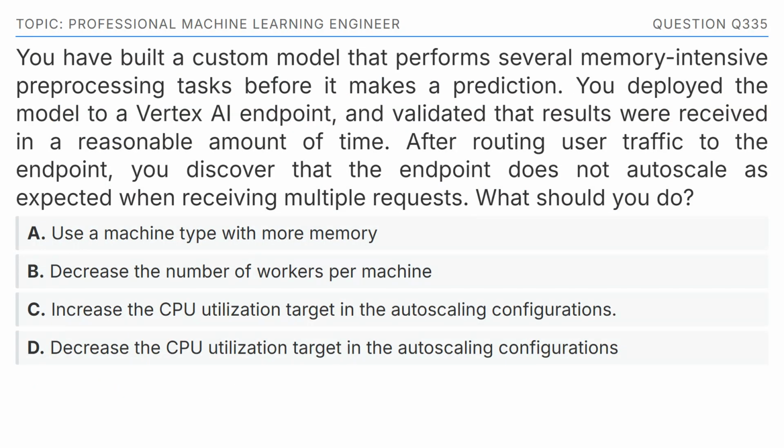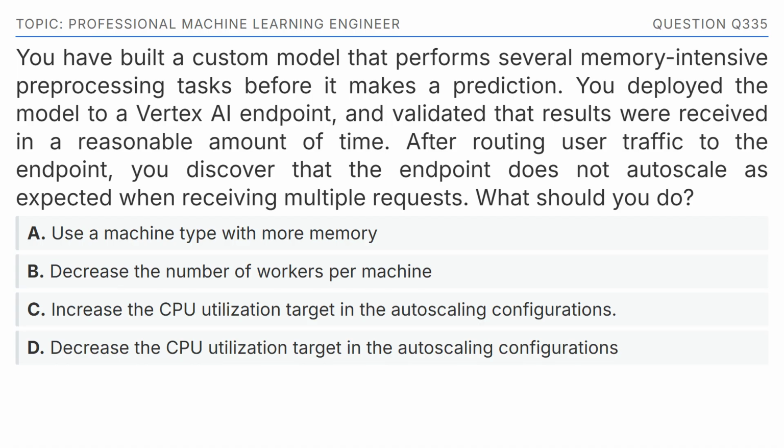You have built a custom model that performs several memory-intensive pre-processing tasks before it makes a prediction. You deployed the model to a Vertex AI endpoint and validated that results were received in a reasonable amount of time. After routing user traffic to the endpoint, you discover that the endpoint does not autoscale as expected when receiving multiple requests. What should you do?